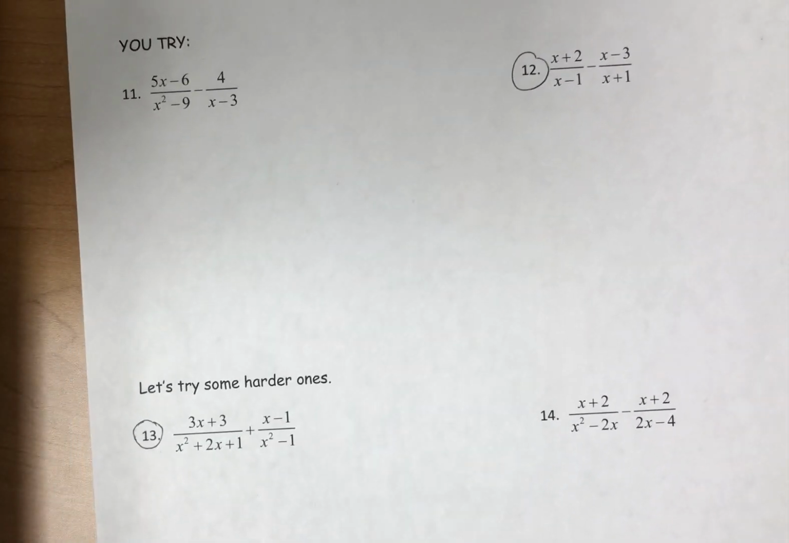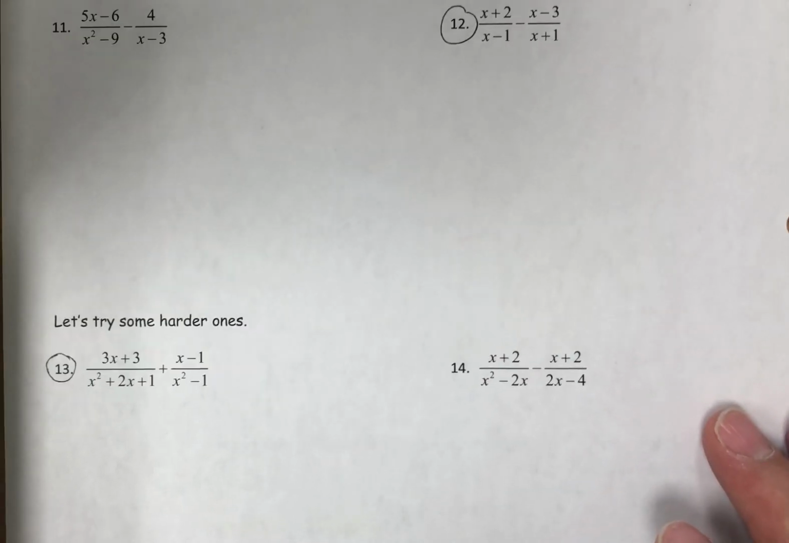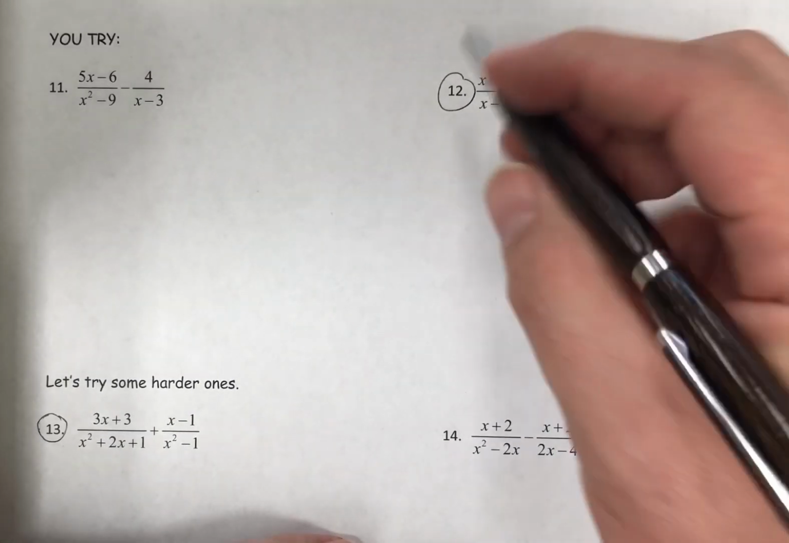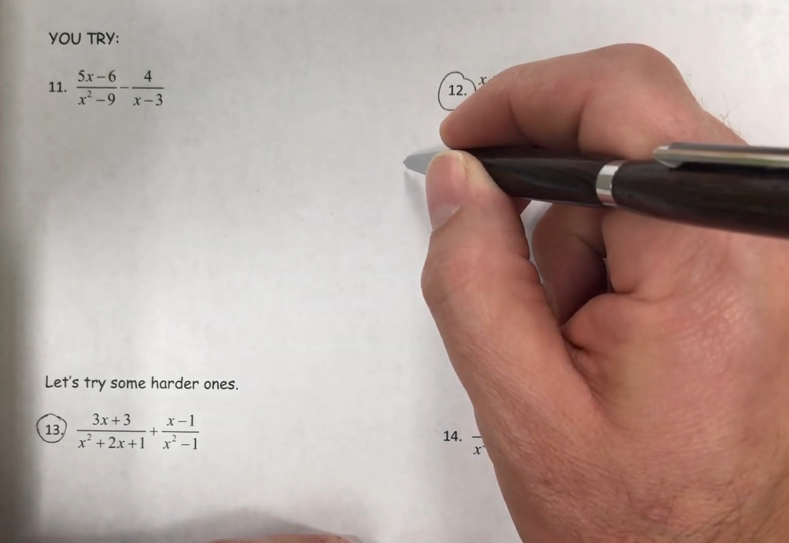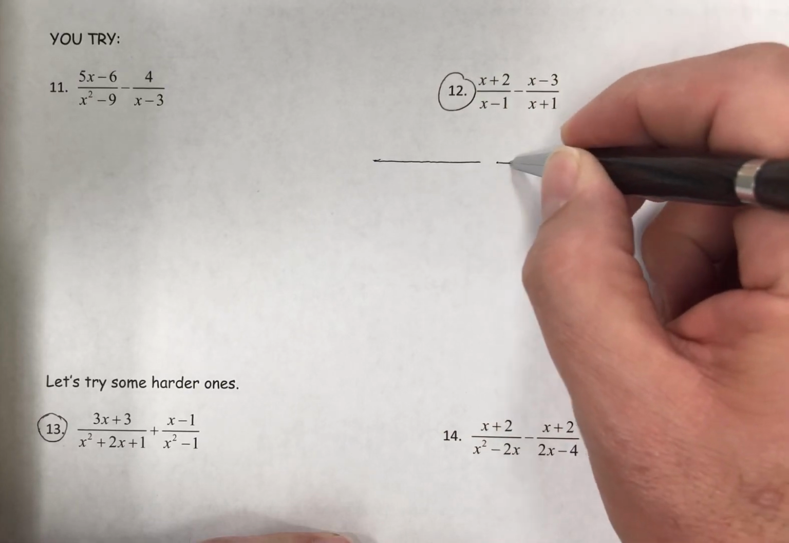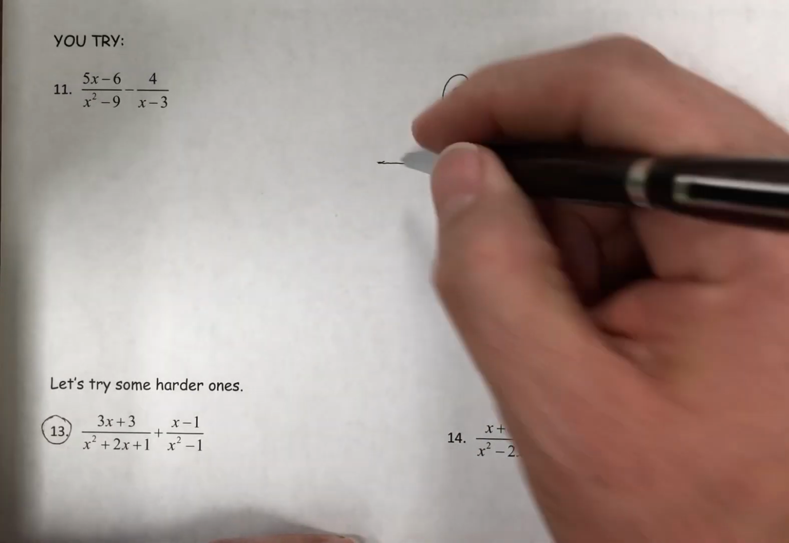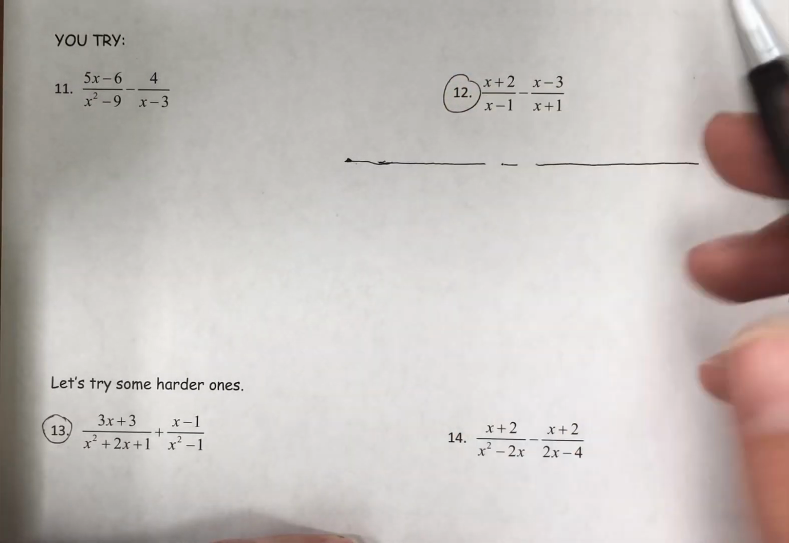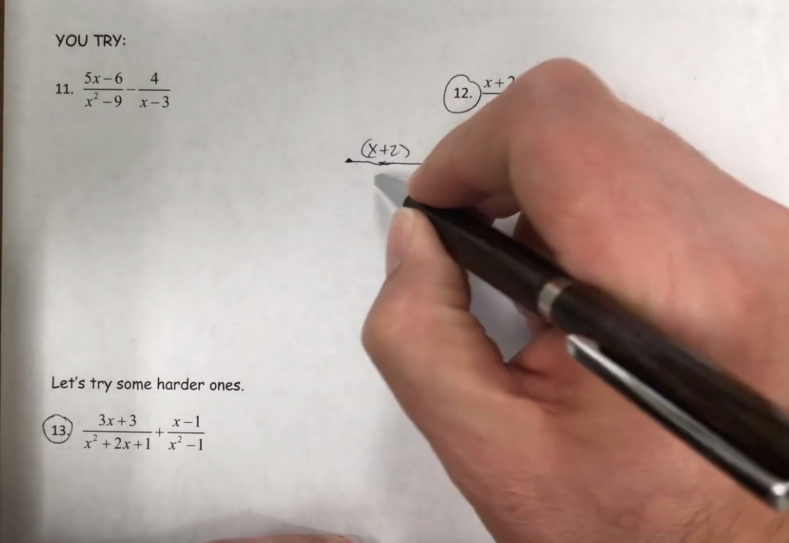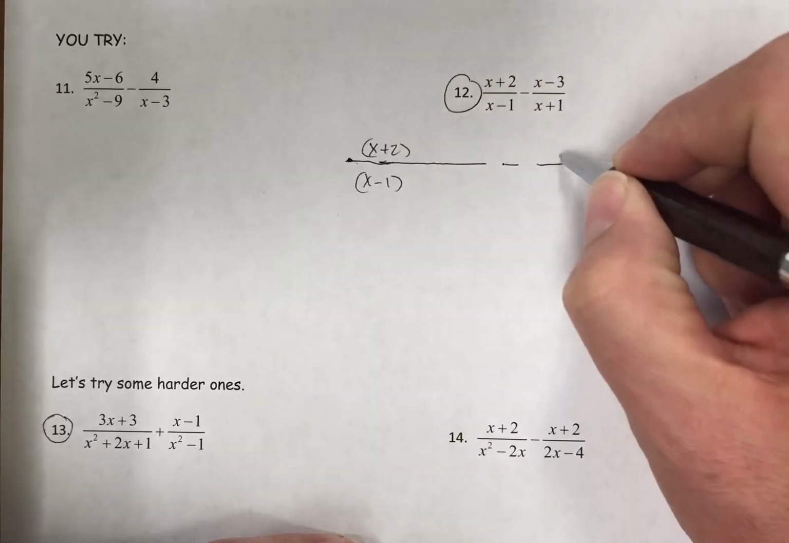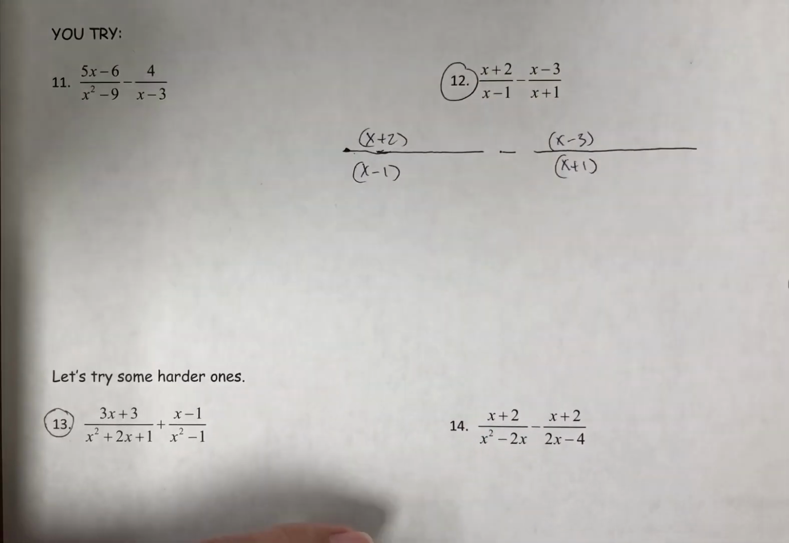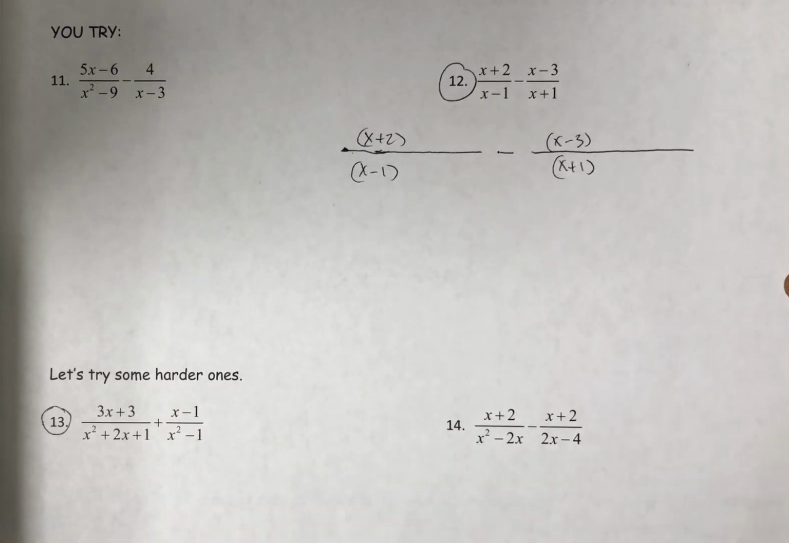On the back side, I'm going to work out number 12. Okay, so again, I need to create a common denominator. So get my two fractions. This is a subtraction one again, and nothing needs to be factored, so I basically rewrite everything. Okay, and now this is where I create a common denominator.